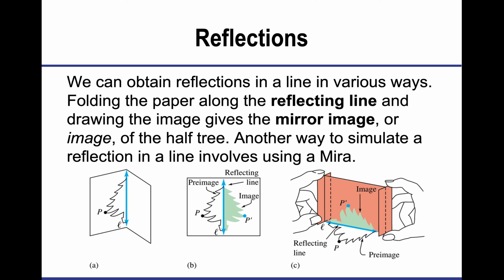We can obtain a reflection in different ways, depending on how we want to think about it. We could fold paper in half and create this reflection line, and everything on the left and the right of that reflection line should be the same. We can also work on giving a mirror image, like the half tree here in part C. We can also simulate a reflection by actually using the paper perpendicular to another sheet of paper.